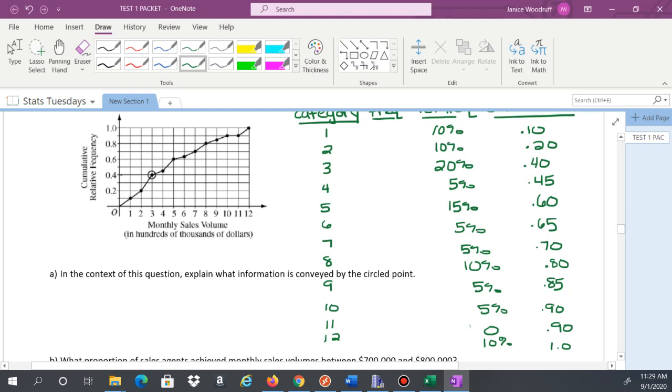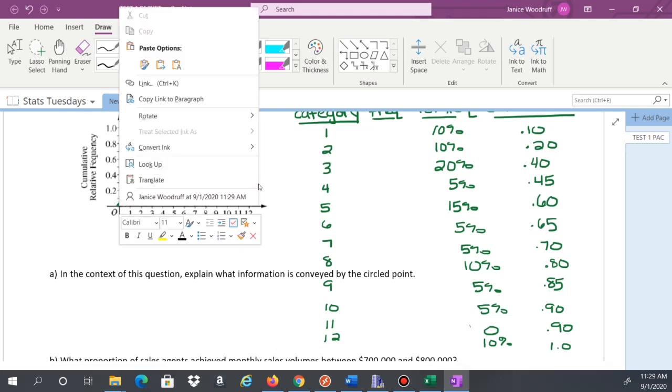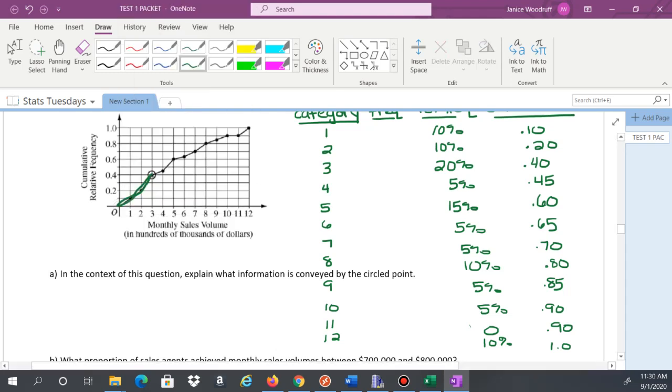Okay, and then here's the circle point is 0.4. So what you're looking at is you could do it a couple different ways. You have 0.4, 40%. So at this point, 40% of the agents sold in this realm right here. So 40% of the agents sold between $0 and $300,000.